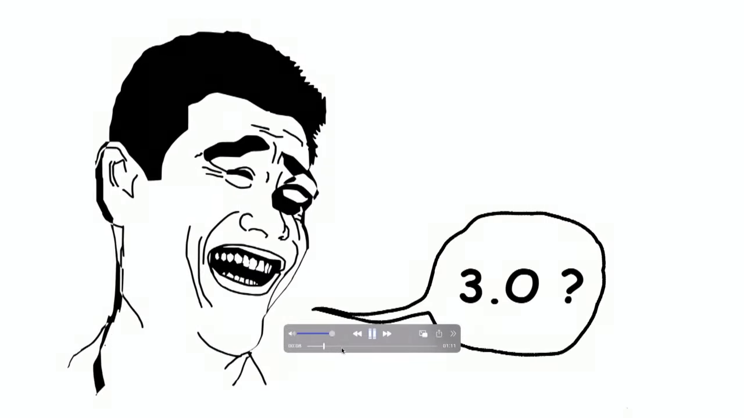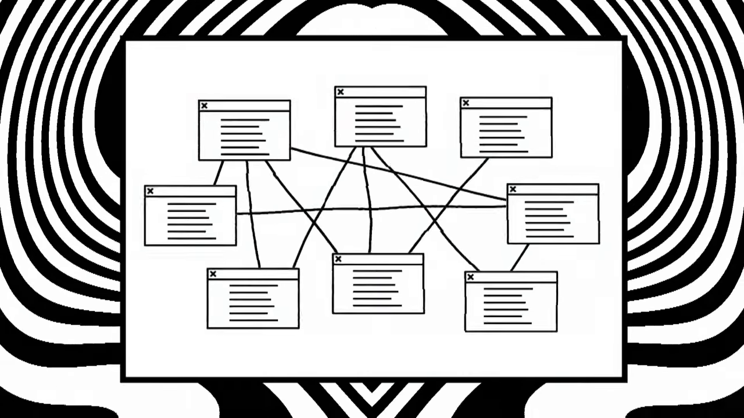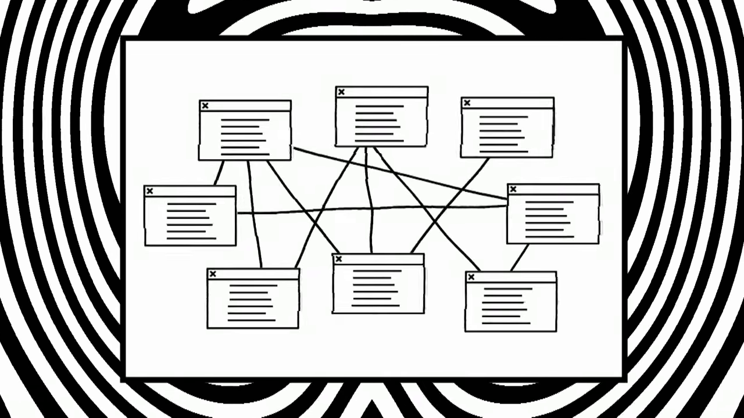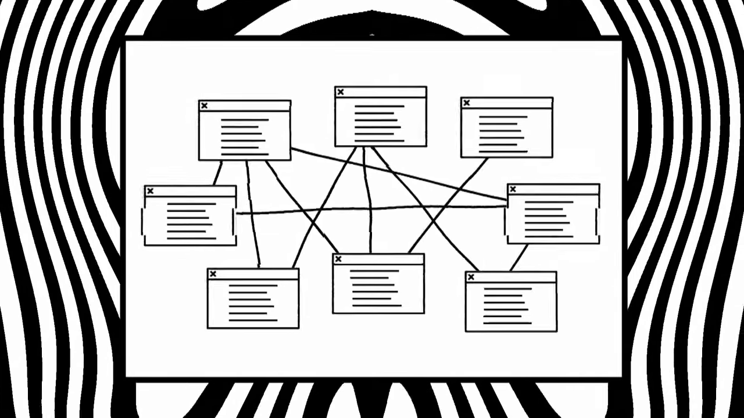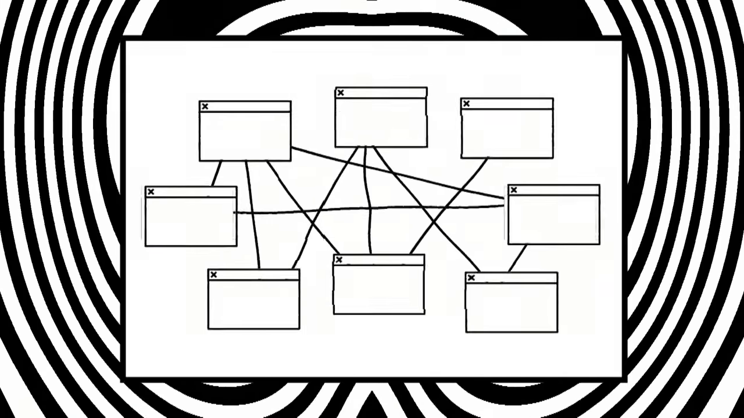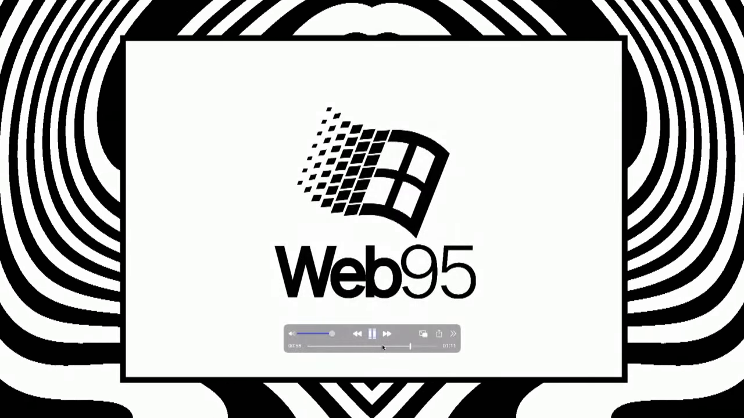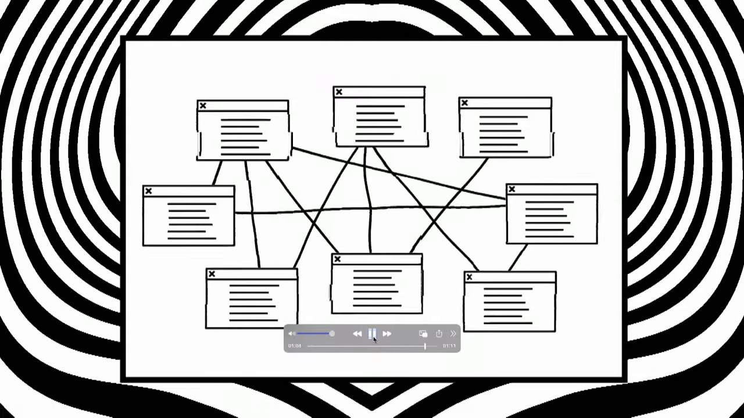What is Web 3.0? Web 1.0 is a system of interconnected documents traversable by hyperlink. However, Web 2.0 is a system of interconnected documents traversable by hyperlink. On the other hand, Web 3.0 is a system of interconnected documents traversable by hyperlink. Should you wish to upgrade to Web 3.0, expect a system of interconnected documents traversable by hyperlink. If we ever get to Web 95, you can bet your sweet ass it will be a system of f***ing interconnected documents traversable by f***ing hyperlink.